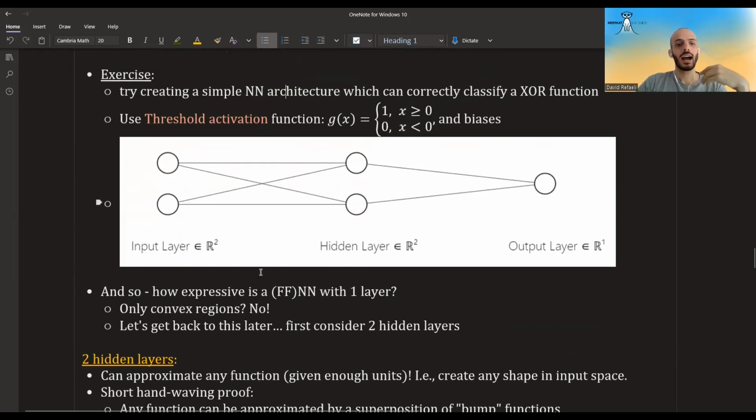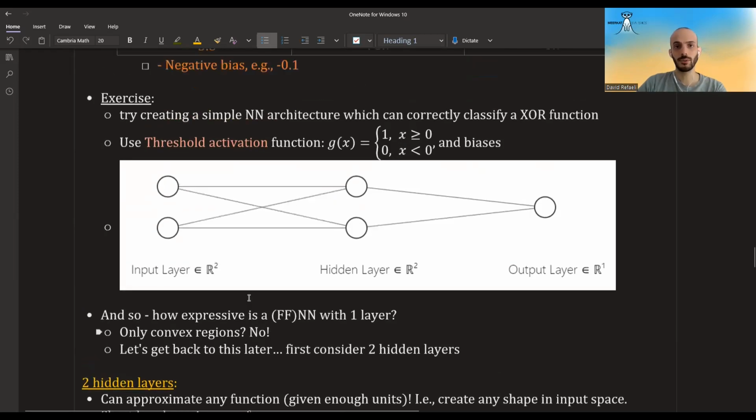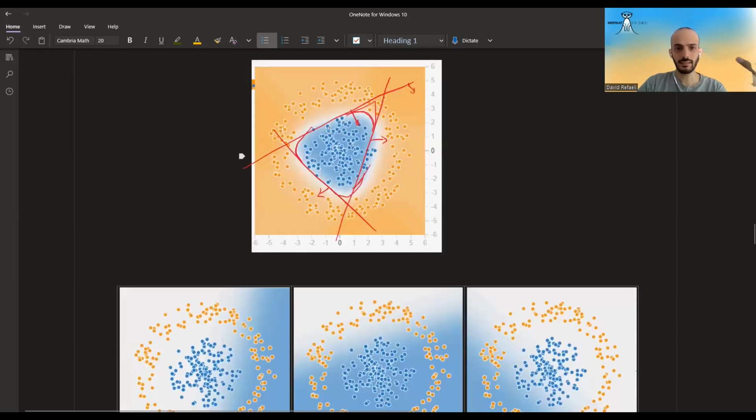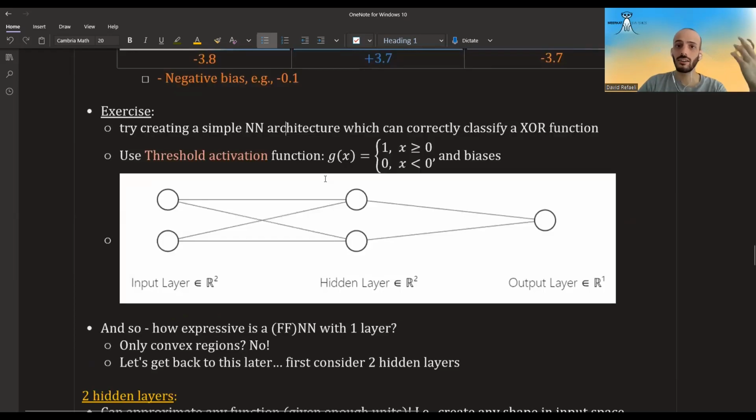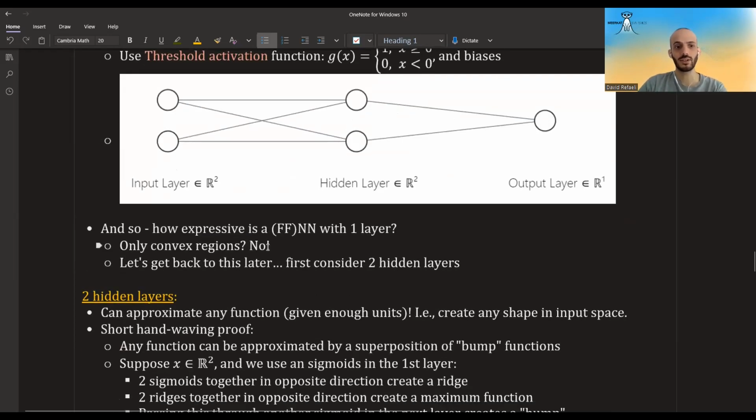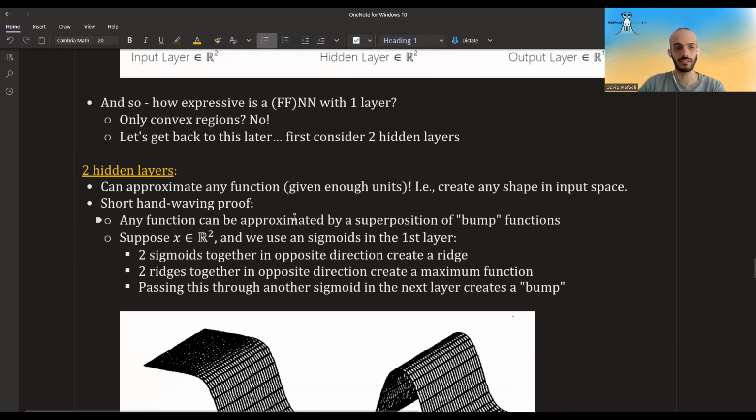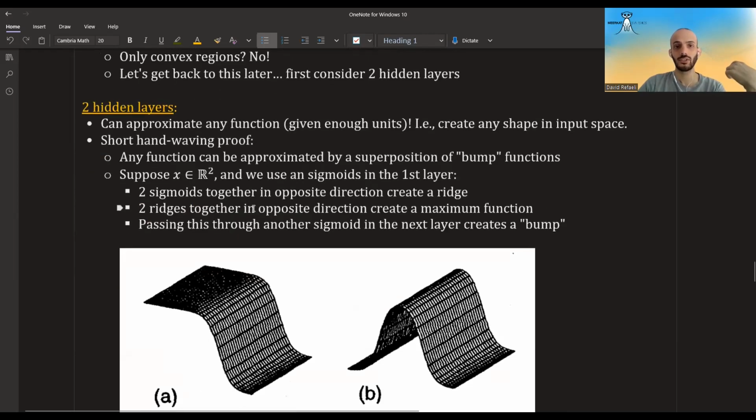And so the question is, how expressive is a neural network with just one hidden layer? So we see here it can create these convex regions. Is that all it can do? Well, no, it can do much more, but let's get back to it later. Let's first consider the case of two hidden layers.